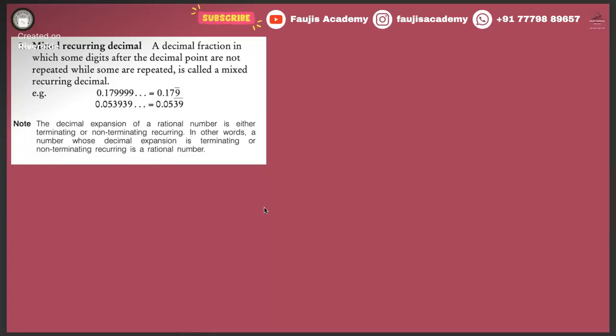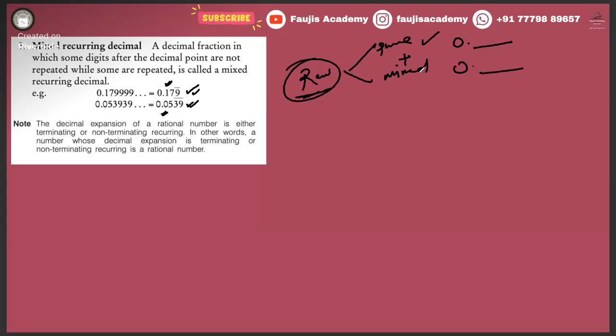Now, mixed recurring decimal. There's something like the pure recurring decimal I told you about, in which each and every digit after the point is repeating. But in the mixed recurring decimal, after the point there are some digits which are not repeating. Recurring decimal can be either pure or mixed. Pure means each of the digits after the point will be repeating. In the mixed, a few of the digits will not be repeating.